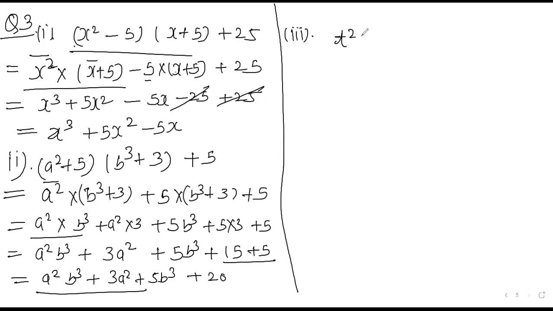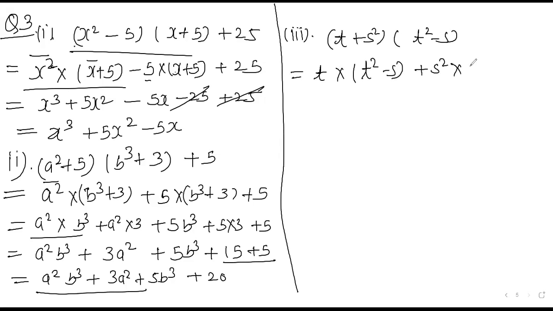Now third question, t plus s square and t square minus s. Okay, it's very easy. So t is multiplied with t square minus s, plus s square is multiplied with t square minus s.